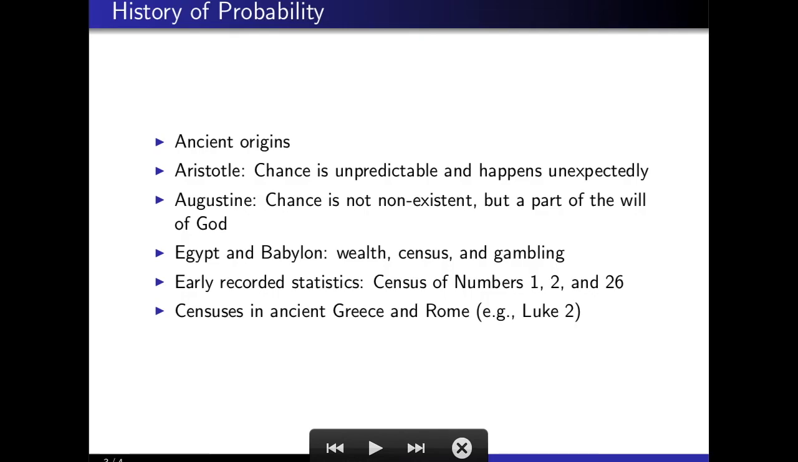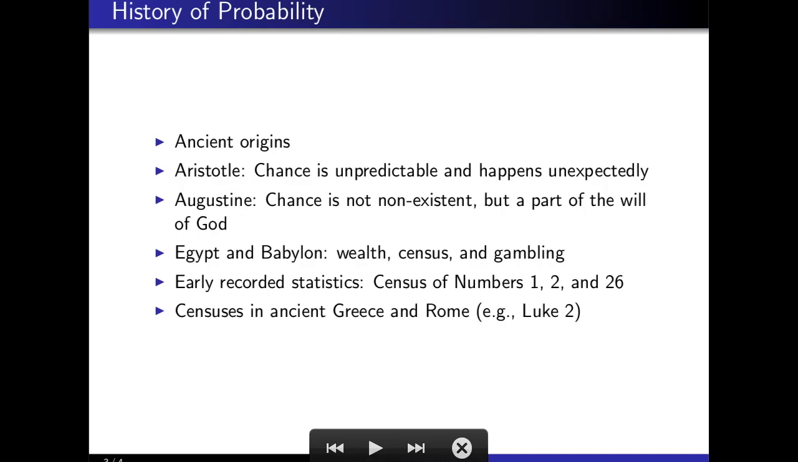Similarly, an area where probability shows up, maybe not unsurprisingly, is in gambling. There are known objects that were used as dice in ancient Egypt that would have been used for gambling purposes.